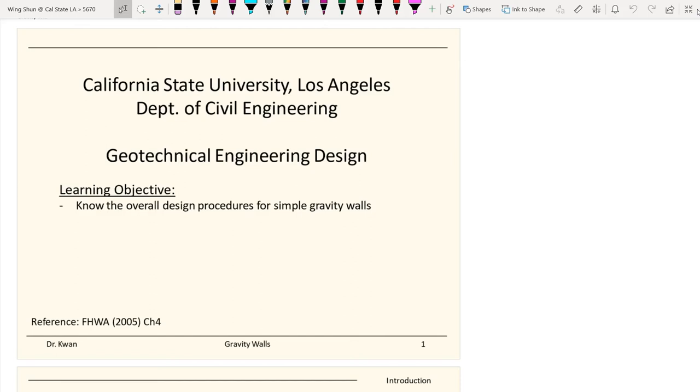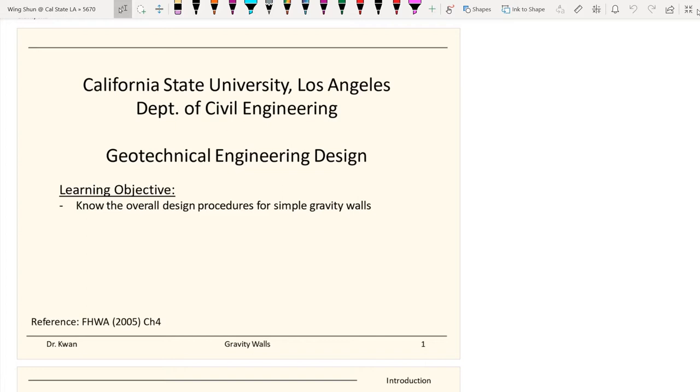Okay, welcome to CE 5670, Geotechnical Engineering Design 2. In this lecture, we focus on the design of gravity walls. In the previous lecture, we talked about the theoretical background for earth pressure. Now we apply it to design. We focus on gravity walls and the design procedure.